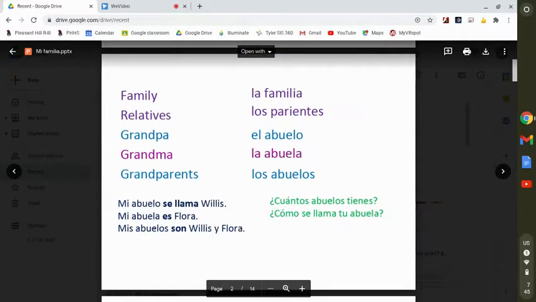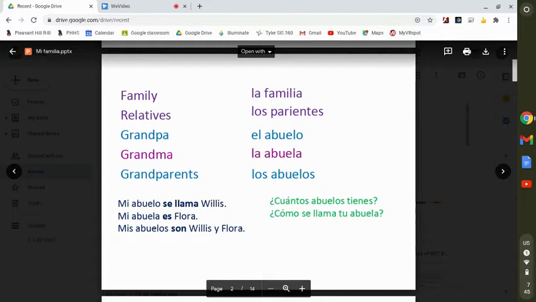First of all, I have family and relatives in purple. For family, it's la familia. And for relatives, it's los parientes. Los parientes. People usually think los parientes means parents. It doesn't. I'm going to give you the word for parents.